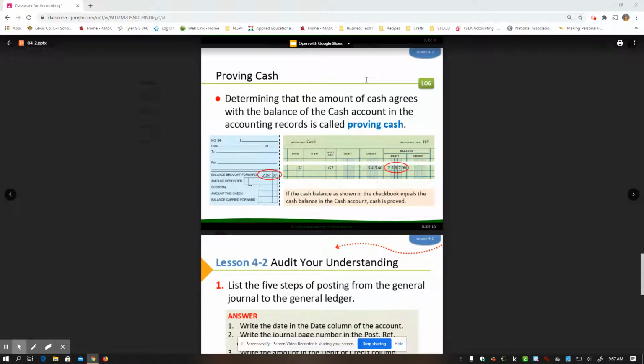So, to prove cash, you want to make sure the balance of your cash account is the same as what's on your checkbook stub, like what's in your checking account, because that's your cash too. So you want this debit balance to equal the same as that. And that's called just proving cash.